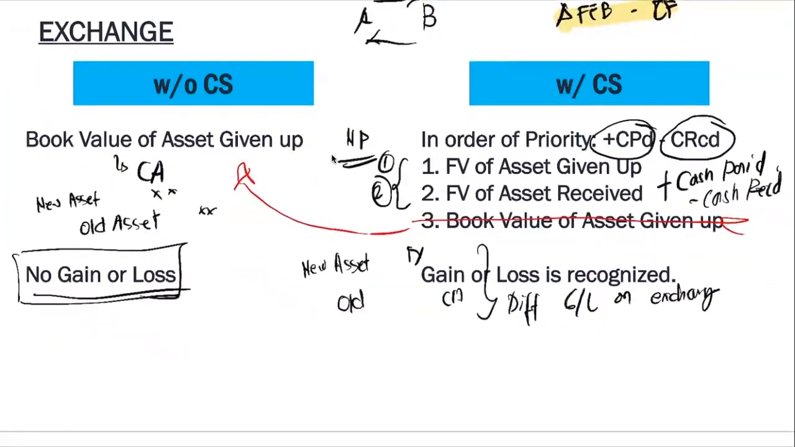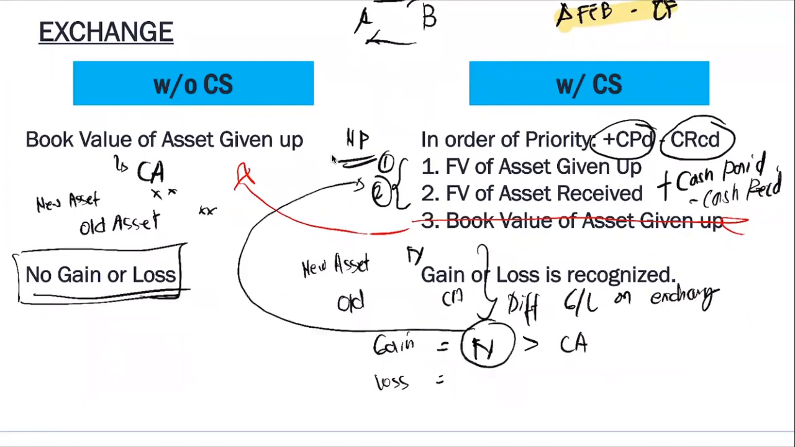So when can we say there is a gain, and when can we say there is a loss? There is a gain on exchange if the fair value is greater than the carrying amount. Sir, what fair value? You go back to this rule, whether it is fair value of asset given up or fair value of asset received. And then, if the fair value is lesser than the carrying amount, we have a loss.